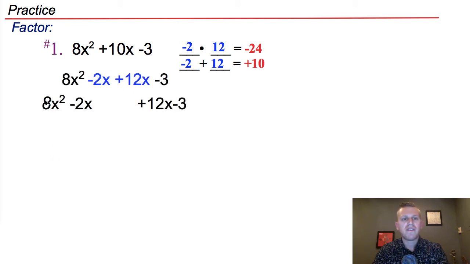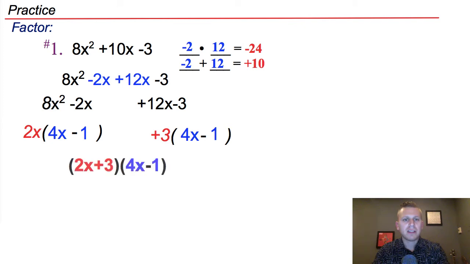The GCF of the first pair of 8 and 2 is 2, of x squared and x is x. Divide 8x squared by 2x, we get 4x. 2x by 2x, we get 1. I need to get this same binomial, 4x minus 1, to make this work. The GCF of 12x and 3 is positive 3. When I divide 12x minus 3 by 3, I do get 4x minus 1, meaning when I factor, it's 2x plus 3 times 4x minus 1.